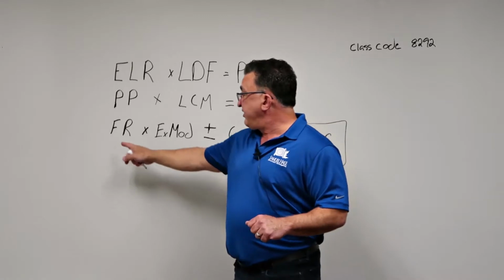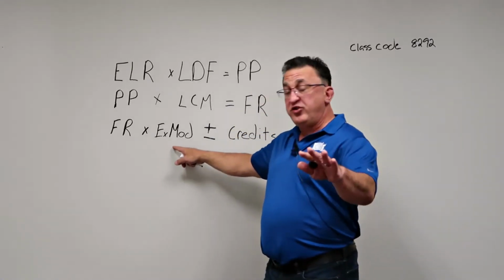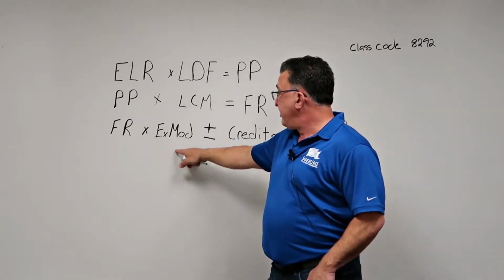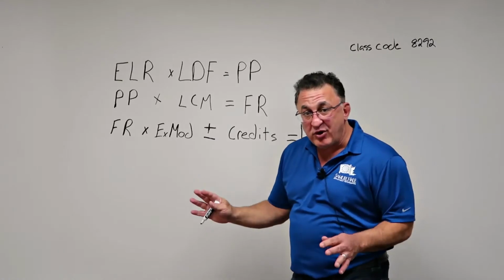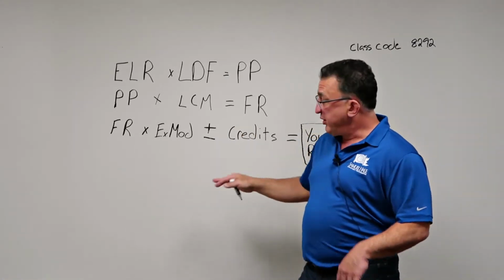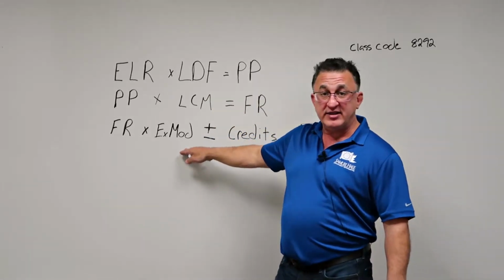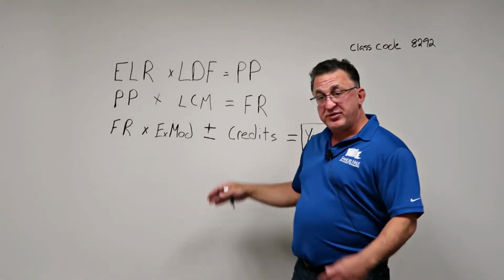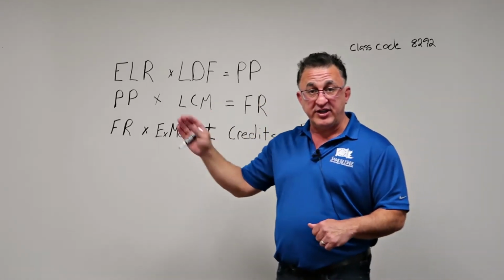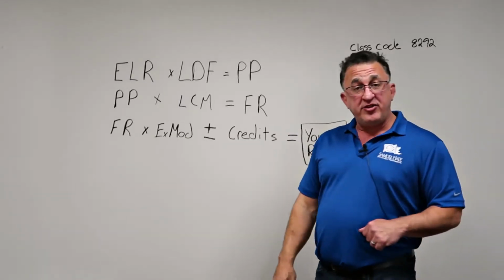So the carrier will then take their filed rates on a particular class code. They'll use your X mod, so they'll do the filed rates times the X mod, plus or minus some credits. This is where your broker can come in handy in terms of negotiating, but this part's more or less set in stone. So this is where the broker comes in and says, oh, they're doing a great job in safety or whatever, and can negotiate the rates up or down. And that's how they get to your rates.